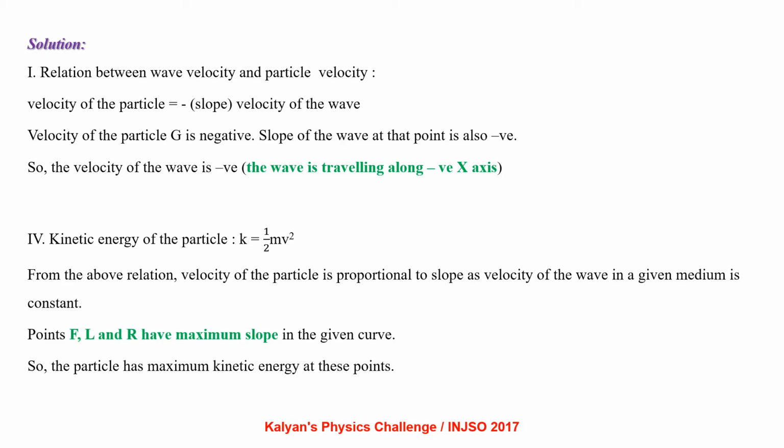Kinetic energy of the particle is half mv square. From the above relation, velocity of the particle is proportional to slope, as velocity of the wave in a given medium is constant. Points F, L and R have maximum slope in the given curve. So the particles have maximum kinetic energy at these points.